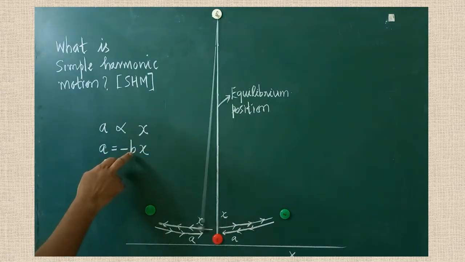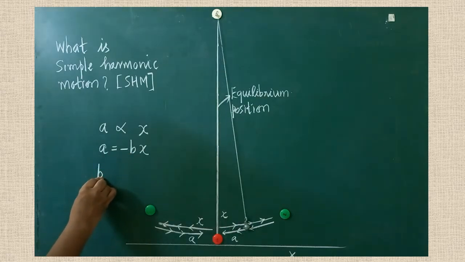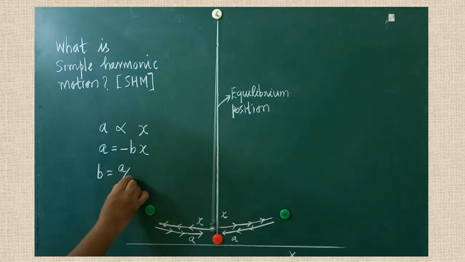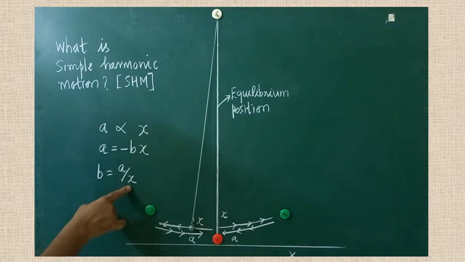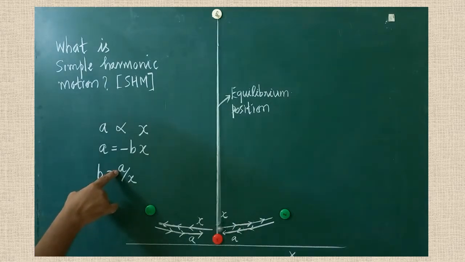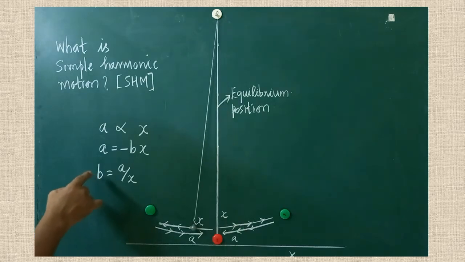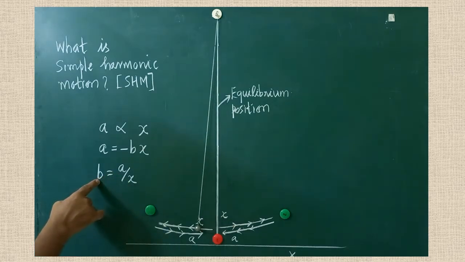Here I have introduced a constant. The name of the constant is B. What is B here? B is nothing but A divided by x. Are you clear? Acceleration per unit displacement. B is nothing but a constant. How to calculate this constant B? Acceleration per unit displacement is called the constant B.